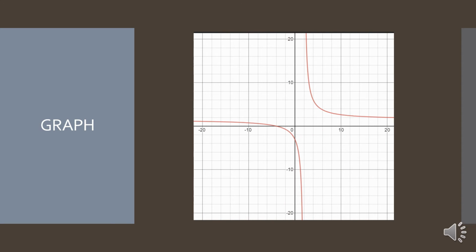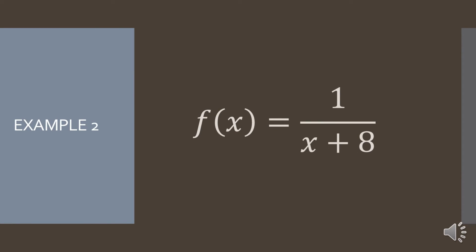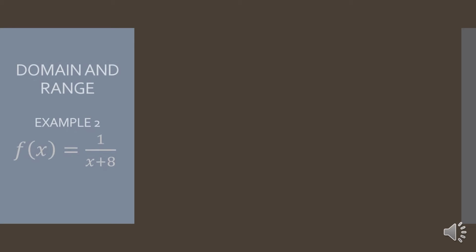The last thing we need to do is to find the graph of the function. Using any online graphing tool, this is the graph of the function. Now, let us try to solve example number 2, which is f of x is equal to 1 over x plus 8. So now, let us find the domain and range of the function.